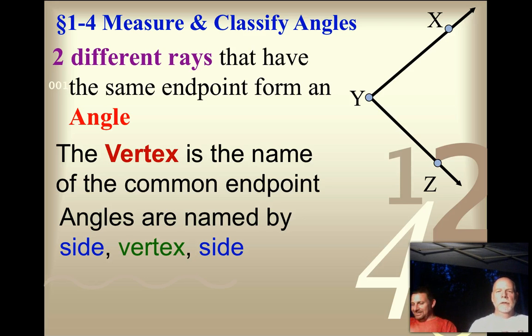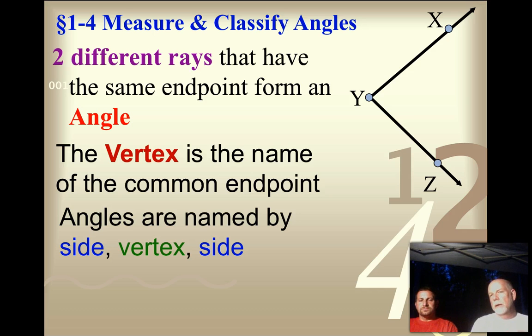So we're talking about measuring and classifying angles, and you've seen angles for years, probably in school, so we're just going to be very specific with them, and talk about a specific definition of them and how to label them. We've talked about rays, and if we take two different rays and give them the same endpoint, then they form an angle, and that really is the formal definition of an angle.